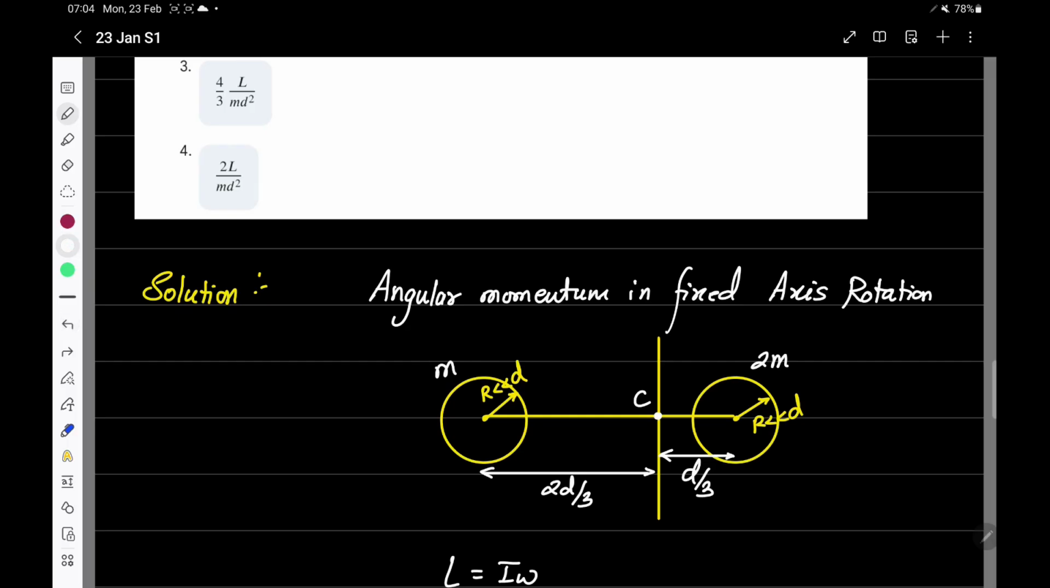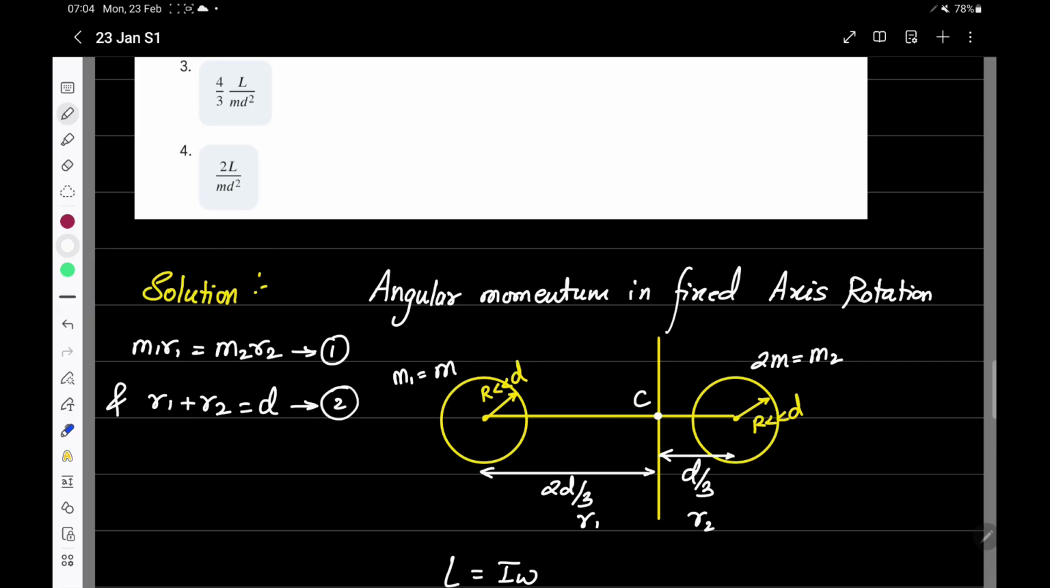Basically I have used two equations to get these distances. Suppose they were called r1 and r2, and the masses were m1 and m2. What I have done is m1 r1 equals m2 r2, and r1 plus r2 equals d. These are two equations I have solved to obtain these distances, 2d/3 and d/3. You do this, you will get it.